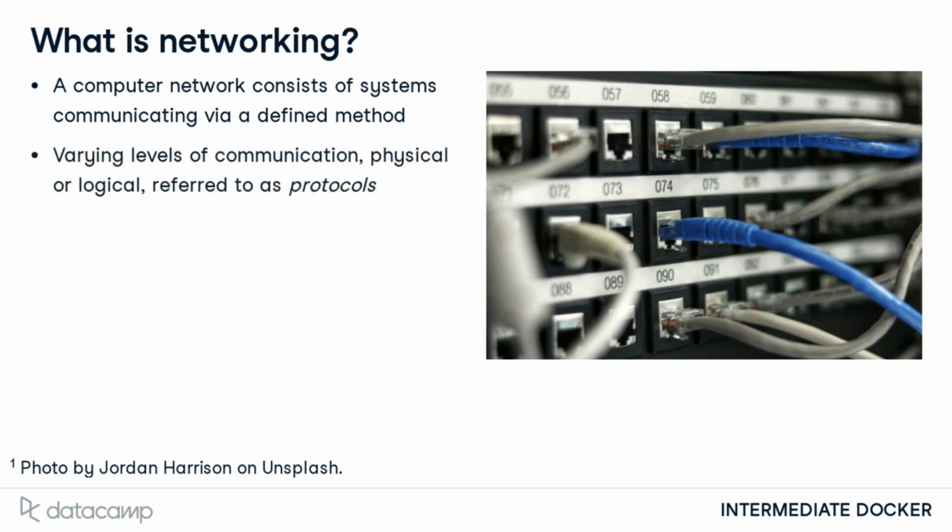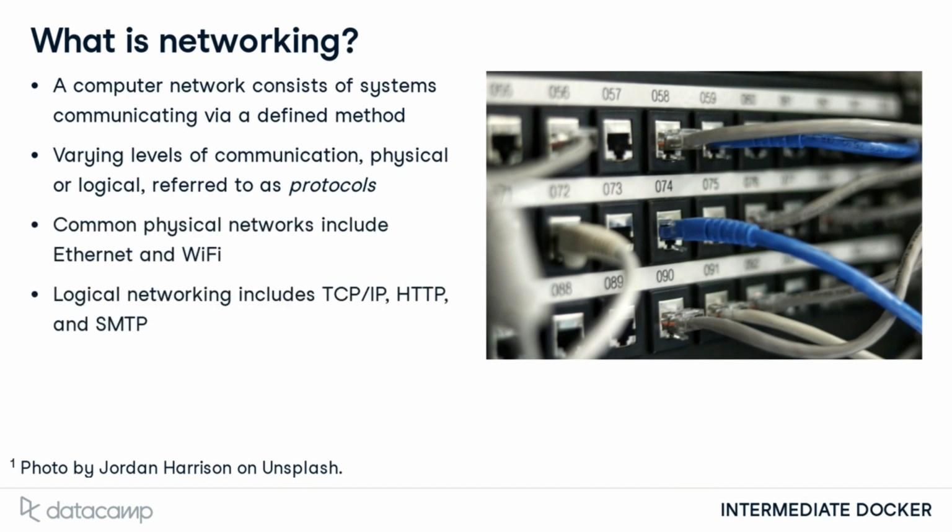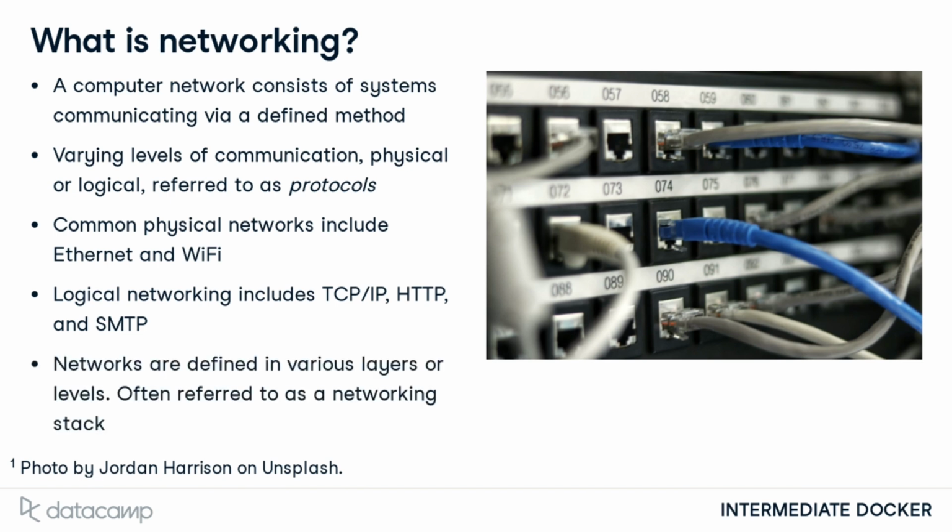There are, among others, physical and logical networks. Common physical networks include wired Ethernet and Wi-Fi. Logical networking includes TCP/IP and application-level protocols like HTTP for web communication and SMTP for email. Networks are defined in various layers or levels. The combination of various components is referred to as a networking stack.